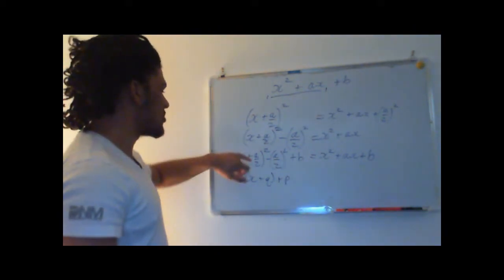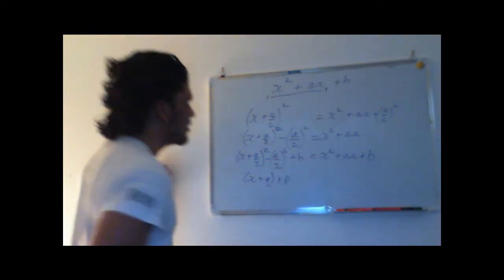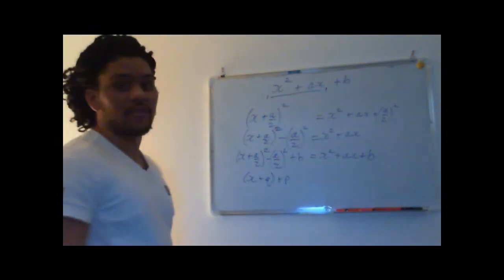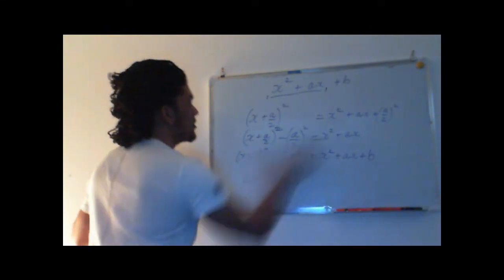That's the same thing, it's just q is a over 2 and p is this bit here, so it's minus a over 2 squared plus b. If we look at a few examples, it becomes quite obvious. So I'll write that up somewhere else.